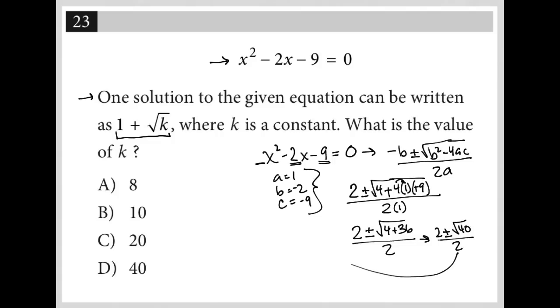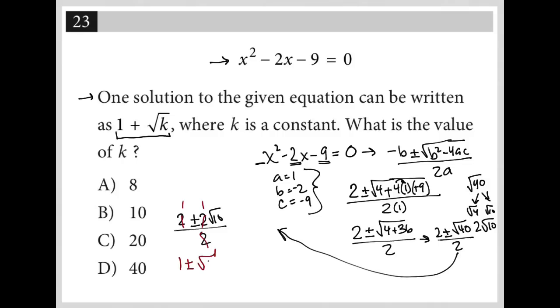The square root of 40 can be broken down into 4 and 10. Let me just write that here. The square root of 40 can be broken down into the square root of 4 times the square root of 10. The square root of 4 is 2, so this becomes 2 root 10. So I'd have 2 plus or minus 2 root 10 all over 2, which can be simplified further. 2 goes into itself once, and once. So what I'm left with here is 1 plus or minus root 10.